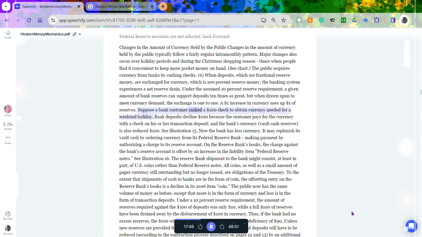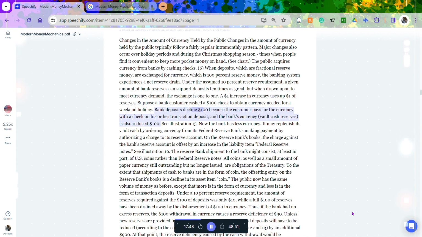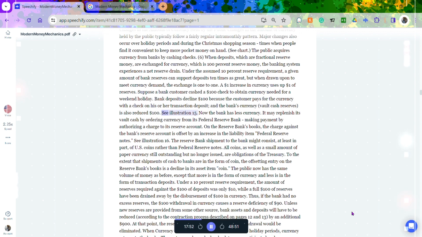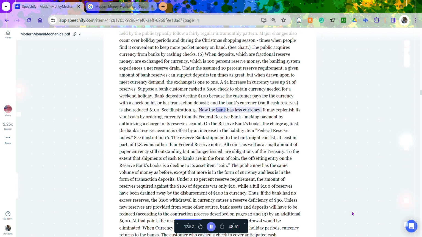Suppose a bank customer cashed a $100 check to obtain currency needed for a weekend holiday. Bank deposits decline $100 because the customer pays for the currency with a check on his or her transaction deposit, and the bank's currency, vault cash reserves, is also reduced $100. See illustration 15. Now the bank has less currency.